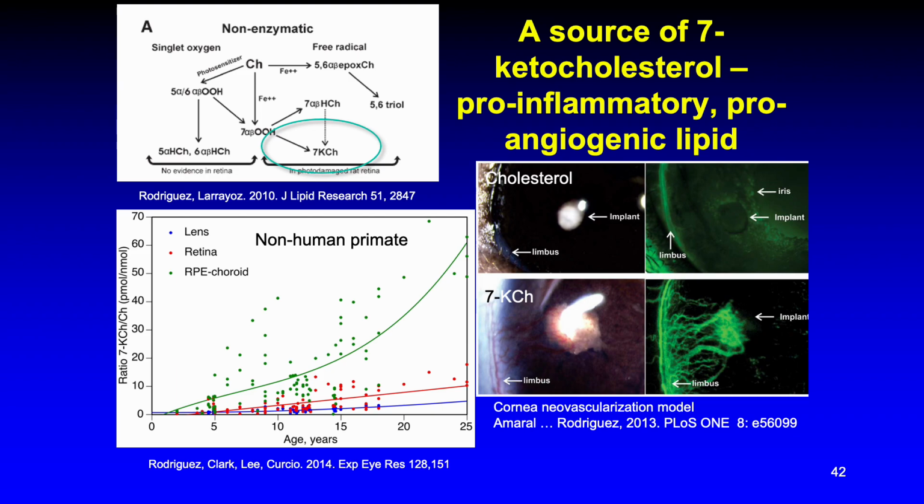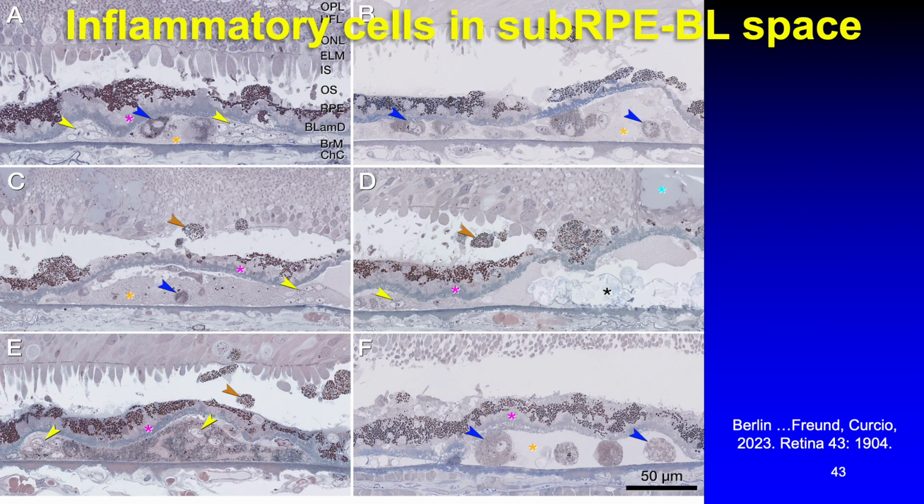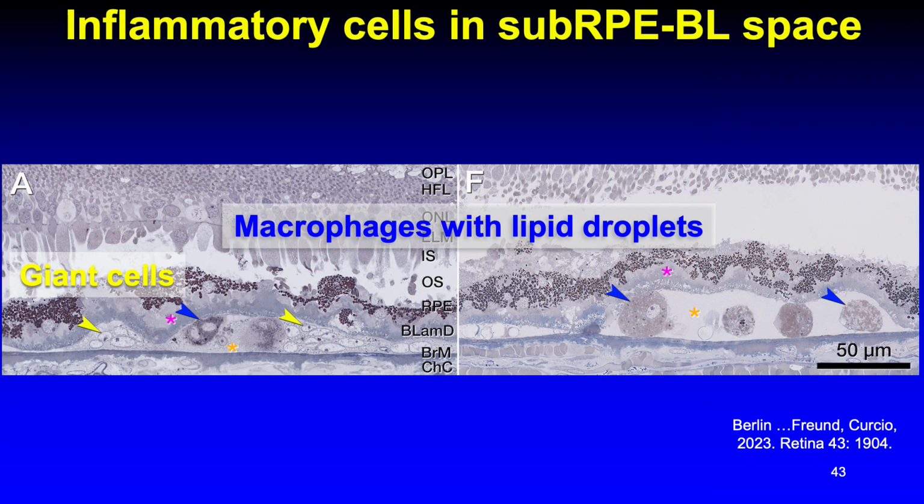Ignacio's lab also provided the first in vivo evidence that this molecule was pro-angiogenic in a corneal neovascularization model using rat eyes. It's possible to see inflammatory cells in the sub-RPE basolaminar compartment where drusen are found in human eyes. In this eye with neovascular AMD, we see macrophages with lipid droplets resembling foam cells from systemic arteries. We also see giant cells, which are fused macrophages. This makes sense as macrophages are constantly surveying this region from the vantage point of the choroid, as shown by the Ludy lab.